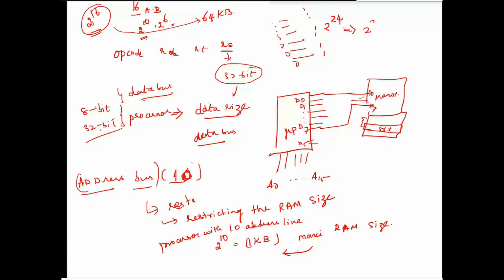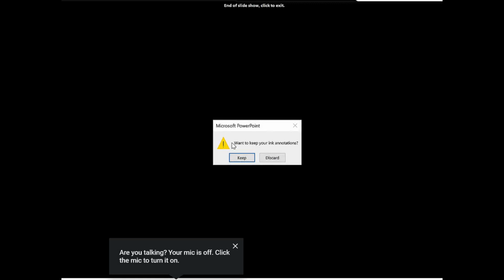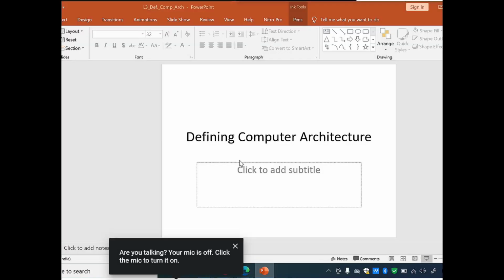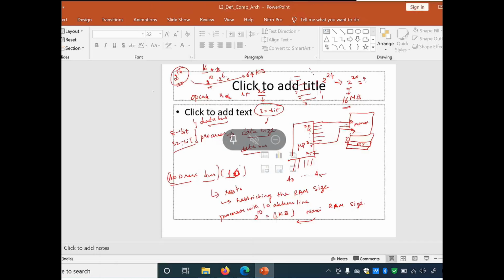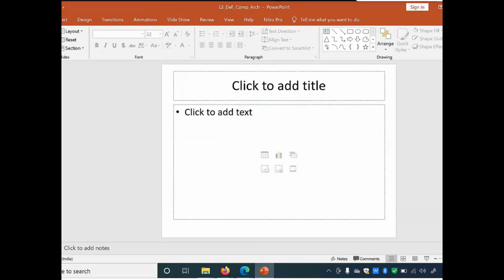Got it. So the restriction on RAM size clearly depends upon the address bus, and the data bus says what data size the processor can operate on. The next thing is the I/O bus. What is the I/O bus? Have you read these things in CO, or did you forget?